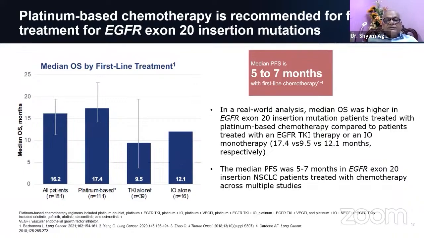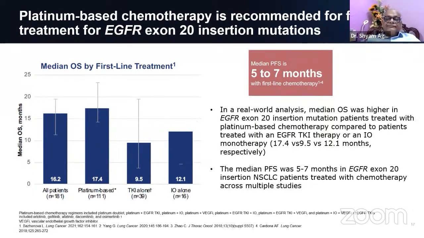So platinum-based chemotherapy is recommended for first-line treatment for EGFR exon 20 insertion mutation with a median PFS of 5 to 7 months. And if you see, the overall survival with platinum-based chemo is, as I showed you, 17 months. With TKI alone is 9.5. With IO alone is 12.1. So I think suffice it to say that these patients do best, I think, with chemotherapy in the first line. But I think there are new changes and new guidelines for treating such patients since March 2024.